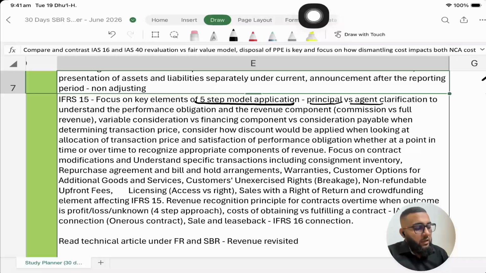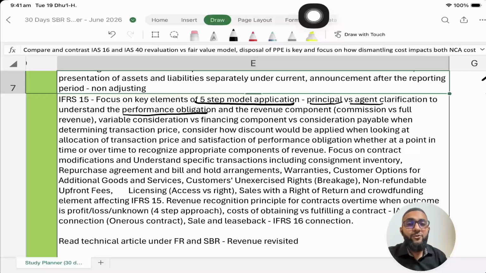Then you will also have to understand how the performance obligations work and how the revenue component is going to be recorded. Whether you're going to record a commission or are you going to record the full revenue? That depends on whether you are a principal or an agent. Then variable consideration versus financing component versus consideration payable when determining transaction price.